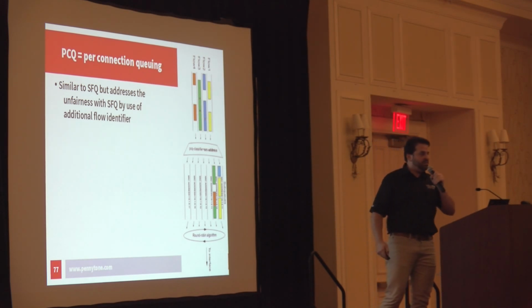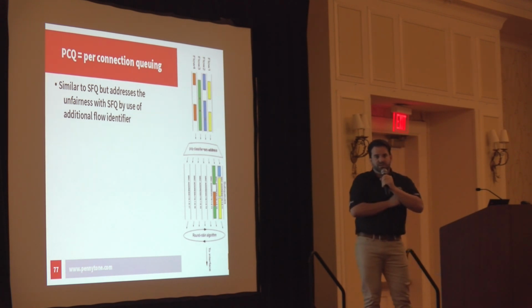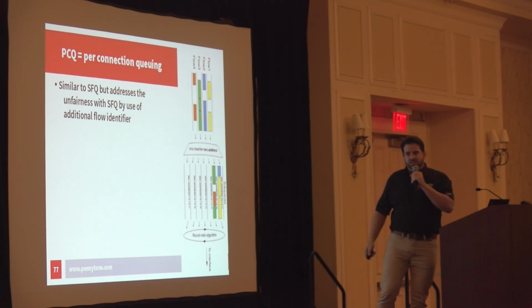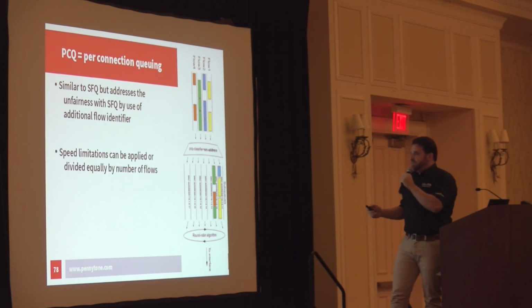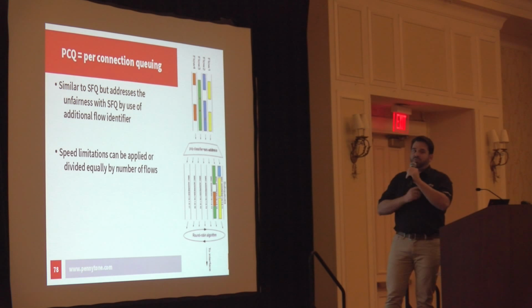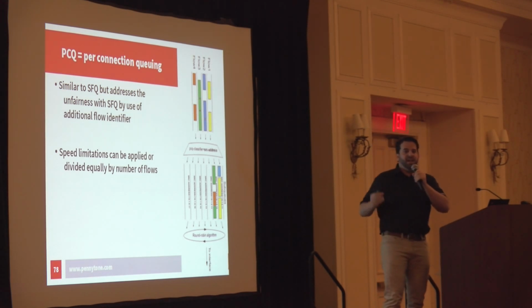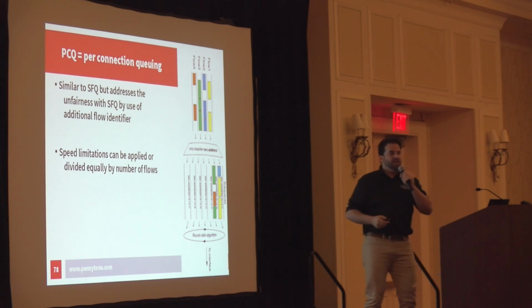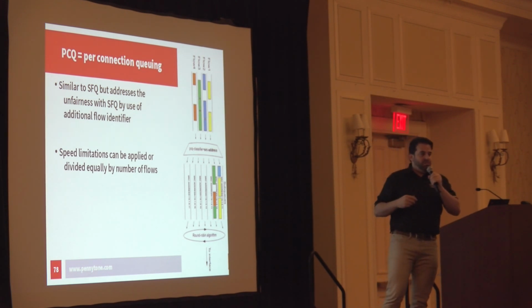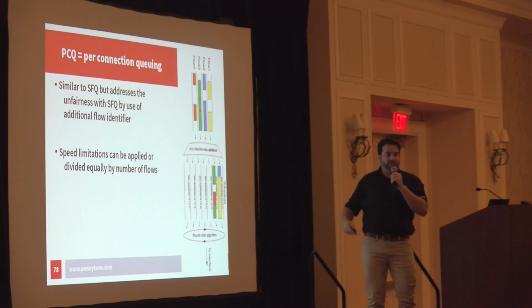But PCQ, on the other hand, was designed to address the unfairness with SFQ by the use of additional flow identifiers. The flow identifiers can be source address, destination address, source port or destination port. So this is kind of nice because speed limitations can be applied or divided equally by the number of flows, but you can also classify it based on source address. So if any single host on, let's say, your LAN is trying to hog all the bandwidth, he won't be able to because he gets his own lane. Whereas in SFQ, he can get all the lanes.